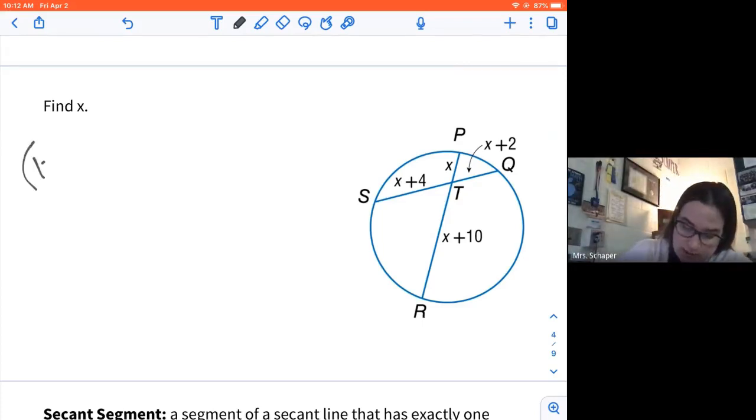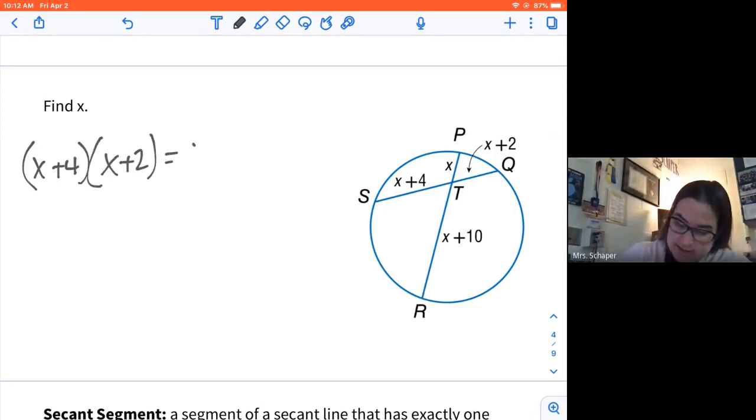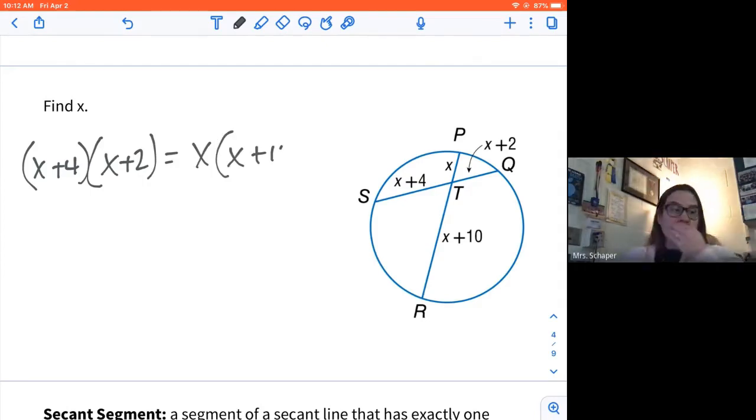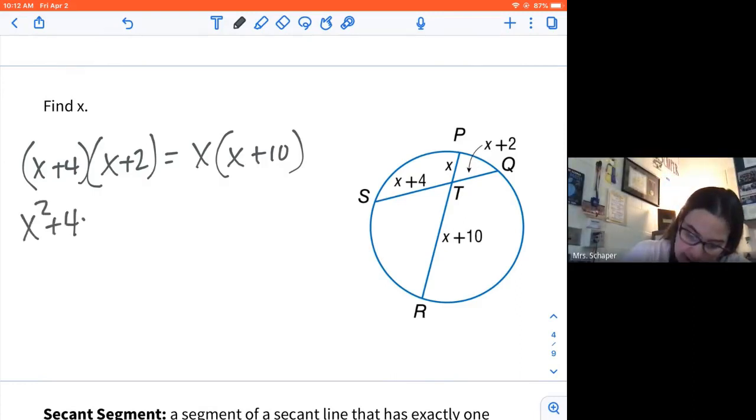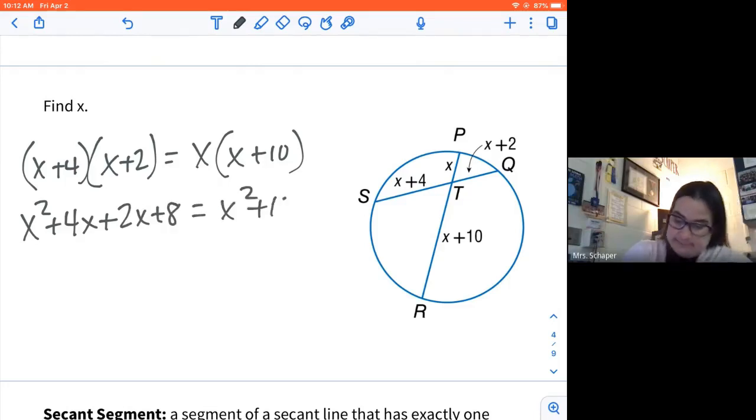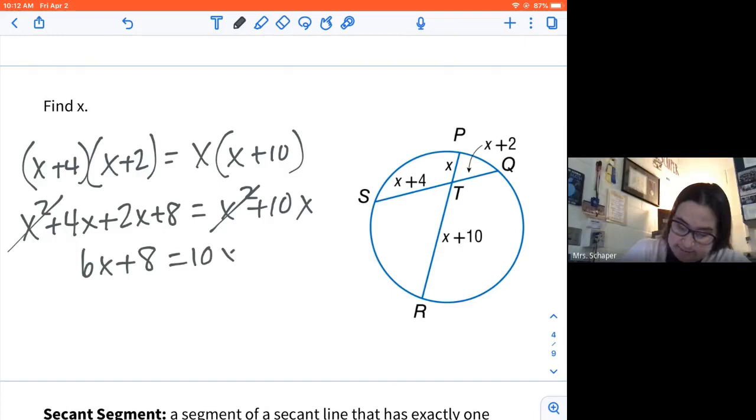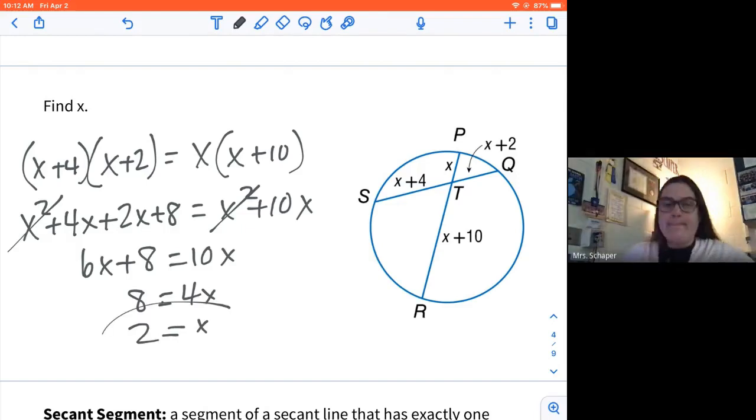This next one gives us a little bit more complexity, which is what I love for this course. We're going to take the quantity X plus 4 times the quantity X plus 2 is equal to X times the quantity X plus 10. I'm going to FOIL it. X squared plus 4X plus 2X plus 8 is X squared plus 10X. Cool thing here for you, no quadratics because the X squares cancel out. So 6X plus 8 is equal to 10X. 8 equals 4X. So X equals 2. Bingo. Let's look at the relationship between the chord segments.